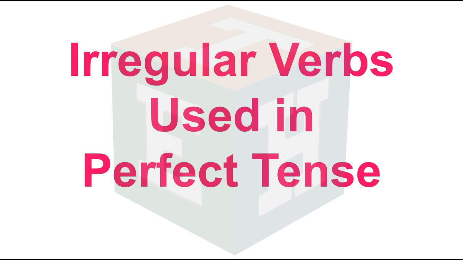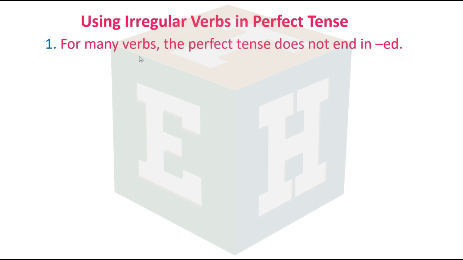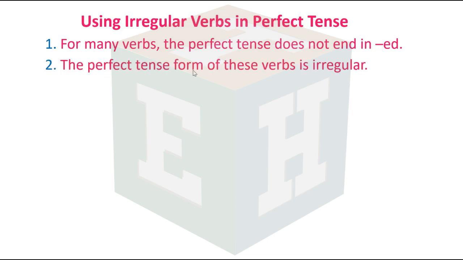In today's video, we're going to be looking at irregular verbs used in perfect tense. So let's dive in. Using irregular verbs in perfect tense. Number one, for many verbs, the perfect tense does not end in ed. Number two, the perfect tense form of these verbs is irregular.